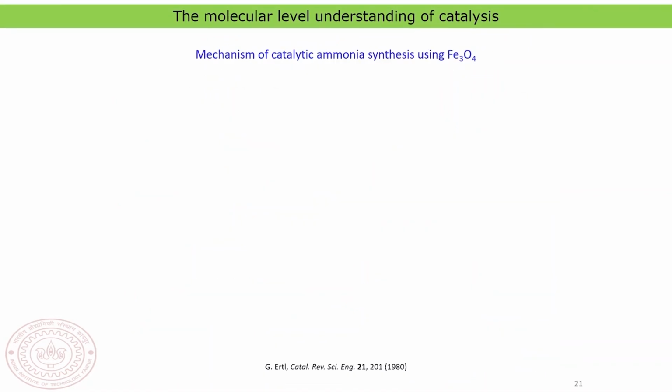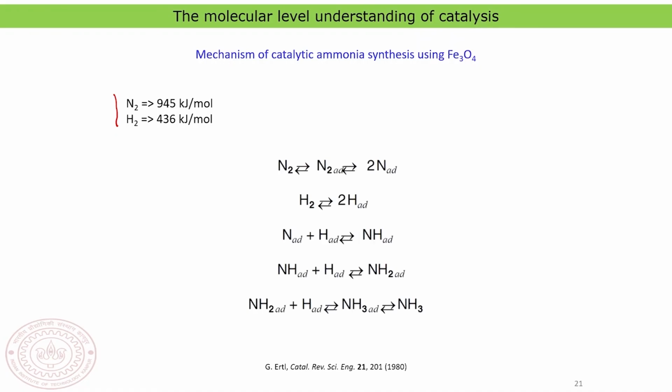Let me also show you one more example, which is the catalytic formation of ammonia itself. So we know that the dissociation energies of nitrogen and hydrogen are very, very high, and therefore they cannot be done without any catalyst. So that is the reason why you need the catalyst. And now when you do the reaction at this catalytic surface, the chemical reaction is going to be written using these different steps.